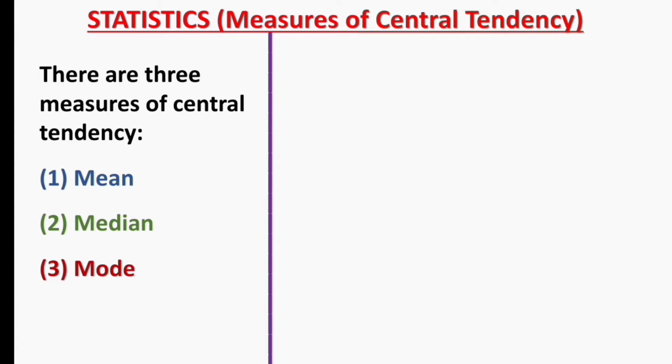Let's learn about the types of measures of central tendency. From the information displayed here, there are three measures of central tendency. The first one is the mean, second one is the median, and number three, mode. Let's learn more about these three measures of central tendency.